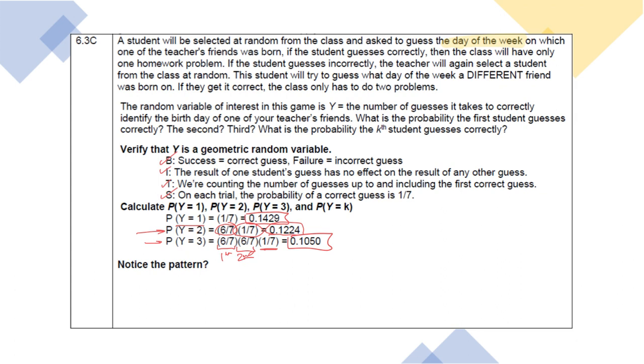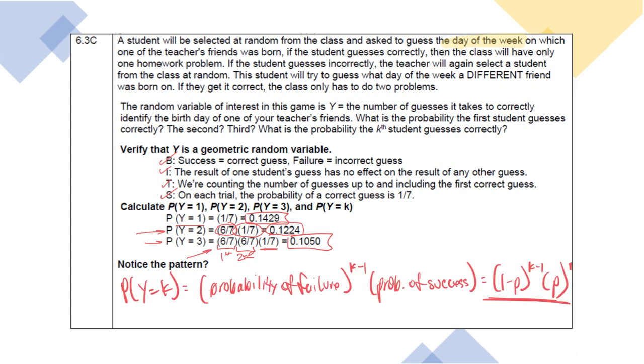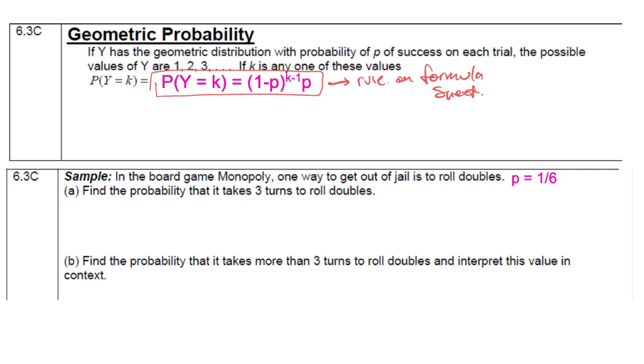Take a minute and look at what's happening here and see if you can write a general rule for this pattern. What you should have got is that you have the probability of a failure, and you raise that to the k minus 1 power. It's not shown here. k is 1, so 1 minus 1 is 0. And then you multiply that times the probability of success, and that's to the first power. So it's basically (1 minus p) to the k minus 1 power, multiplied times p to the 1. So here's our rule. It is in the formula sheet.